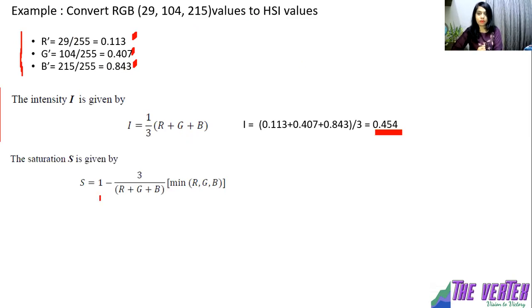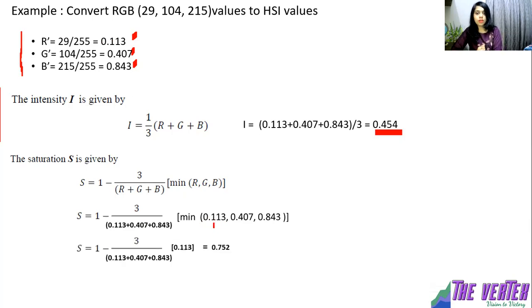Next, the saturation. Saturation is given by 1 minus 3 by (R plus G plus B) times the minimum of R, G and B. Which one is minimum among R, G and B? So R is minimum. I have represented these R, G and B values, so we have to take the minimum of these. The minimum is 0.113, that is, the R value is minimum. So let's solve this formula. After solving, we'll get this value of saturation.